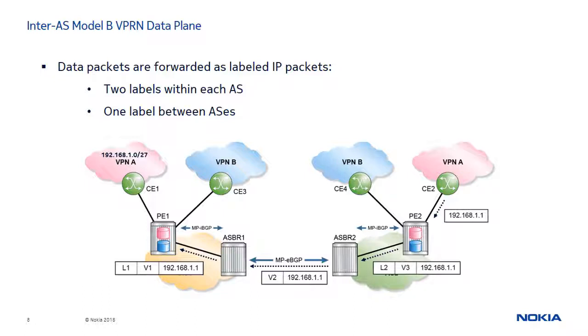ASBR1 pops the VPN label v2, pushes two labels, VPN label v1 and transport label L1, and forwards the packet to PE1. Finally, PE1 sees that VPN label v1 corresponds to VPN A, pops the two labels, and forwards the IP packet to CE1. Here, it is important to note that the directly connected interfaces between the ASBRs forward packets encapsulated with only a single label, that is, the service label.